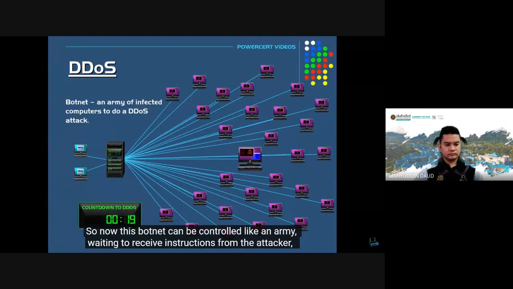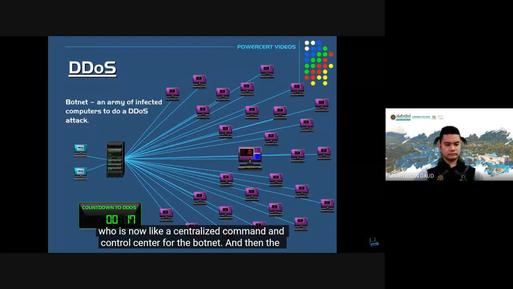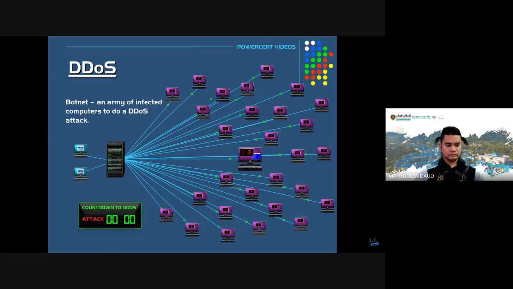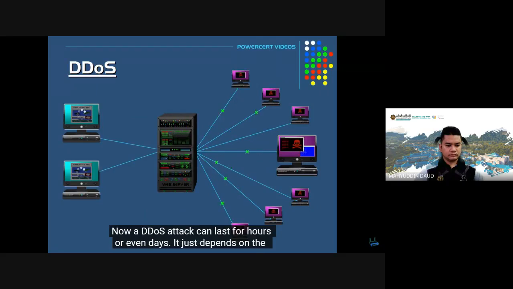waiting to receive instructions from the attacker, who is now like a centralized command and control center for the botnet. And then the attacker can send out commands to all these computers and tell them to attack at a certain date and time. And then once that set time is reached, the attack begins. Now, a DDoS attack can last for hours or even days. It just depends on the attacker's intent.